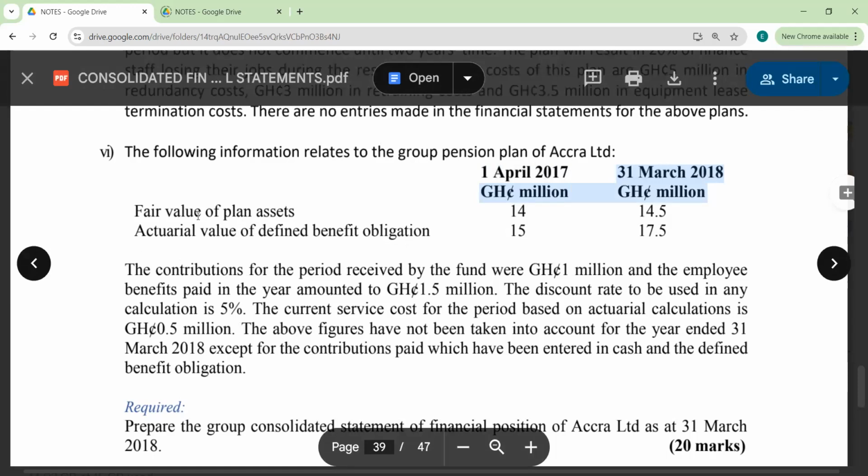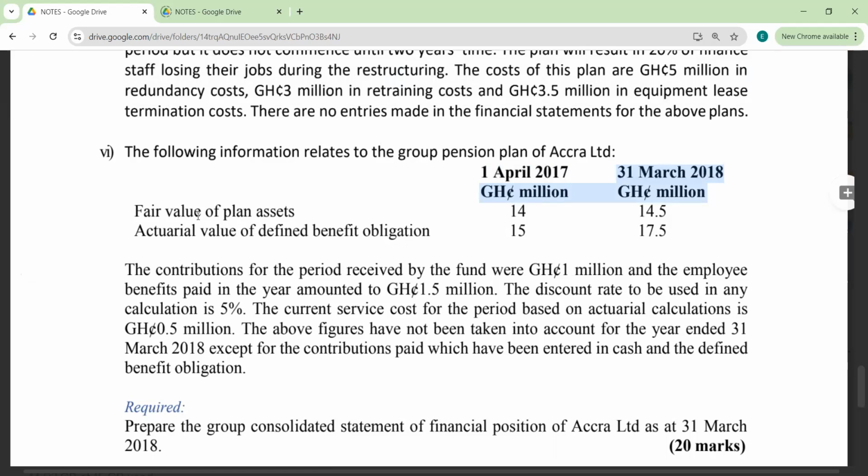They said the contribution for the period received by the fund was 1 million. And employee benefits paid in the year amounted to 1.5. The discount rate used in any calculation is 5%. The current service cost based on actual calculation is 0.5. The above figures have not been taken into account for the year ended 31st March, except for contribution paid which has been entered in the cash, and a defined benefit obligation. Okay, so they have subtracted it. All right, so that's all.